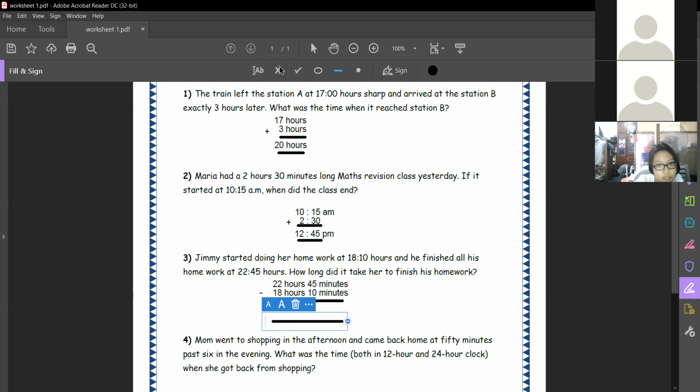Correct. 4 hours 35 minutes. Correct lah. 45 minutes minus 30 minutes minus 10 minutes is 35 minutes. So 22 hours minus 18 hours is 4 hours. So 4 hours 35 minutes. Very good.